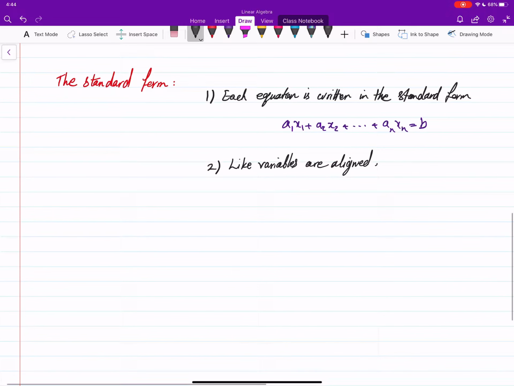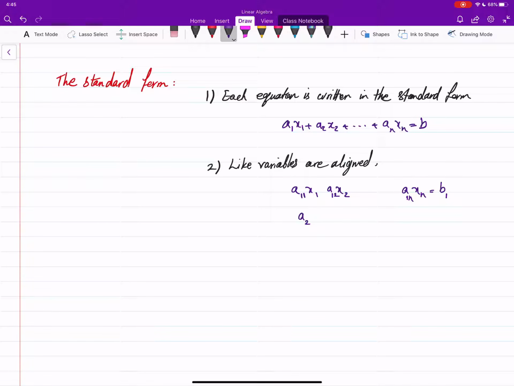In other words, if I have x1, x2 up to xn, the first equation, the coefficient of x1 is a1, a2 is for x2, a3 for x3, an is for xn, and then we have b. But just to make the different equations distinct, I will write a11, a12, a1n, and b1.